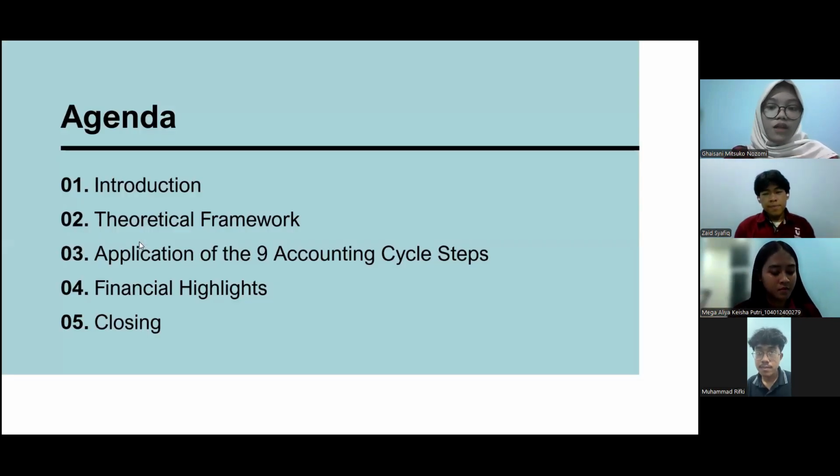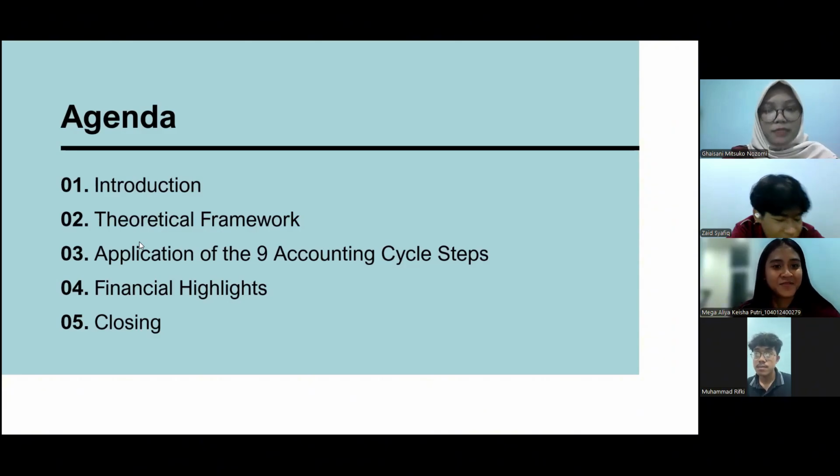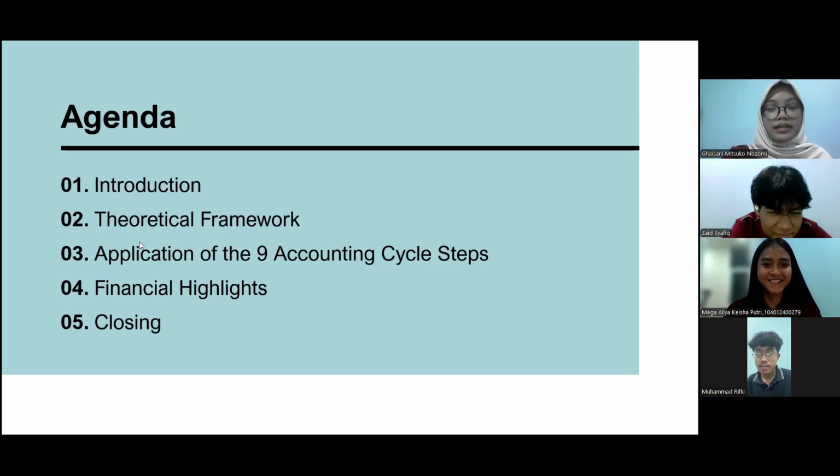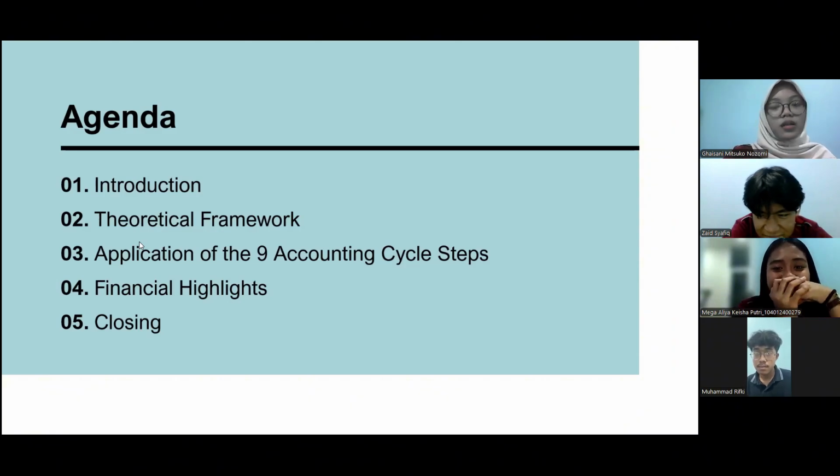Here's the agenda for our presentation. First, we will start with a brief introduction to the case. Second, we will go over the theoretical framework behind the accounting cycle. Third, we will show the application of the 9 steps of the accounting cycle using the case of Green Golf and Country Club. Fourth, we will highlight some important points from the financial reports. And finally, we will close with a summary and conclusion.